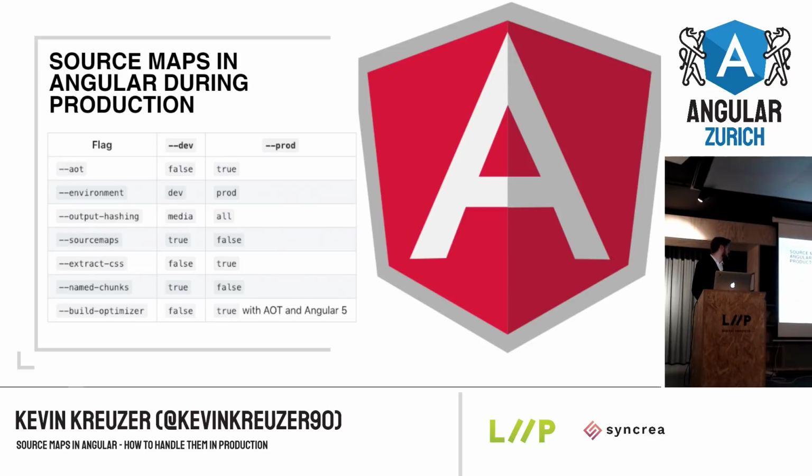So first, let's have a look at how it behaves in production. If you do an ng build, we will have source maps by default. But if we do an ng build --prod, we don't have source maps available there. So it will be set to false.